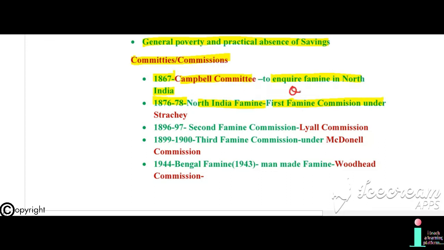The first famine commission of India was under Strachey in 1876 to 78, and in 1896-97 the second famine commission was under the Lyall Commission. The third famine commission came from 1899 to 1900. It was under the MacDonald Commission, and finally after the Bengal famine of 1943, in 1944 the Woodhead Commission was formed.